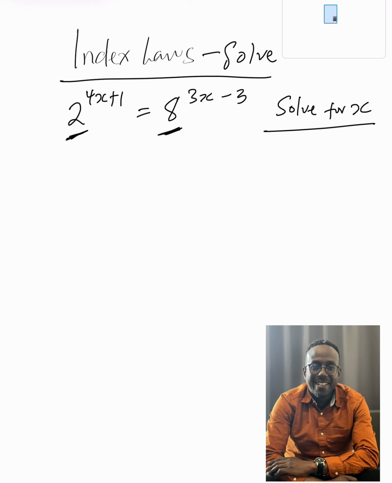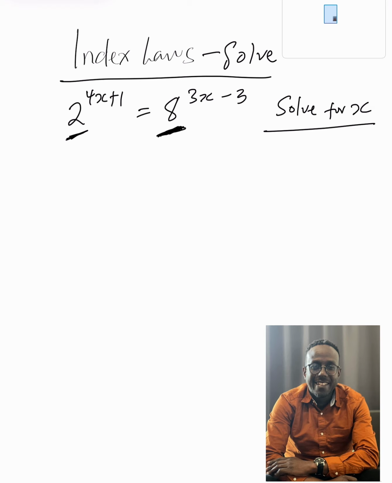Now, when you look at this, it is 2 to the power of 4x plus 1, and this is 8 to the power of 3x minus 3. So now you see there is a 2 here and there is 8. So look at the bases and see how we can convert this 8. How can we write 8 as a power of 2?